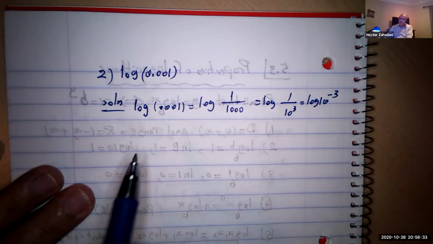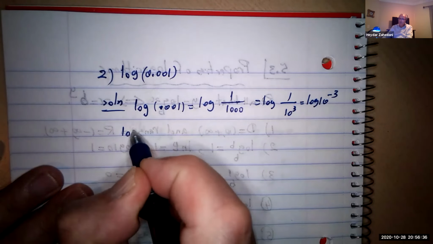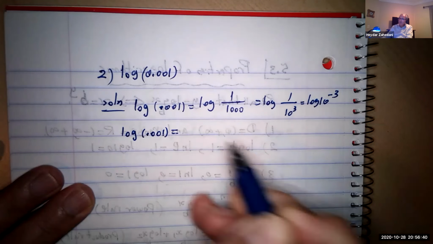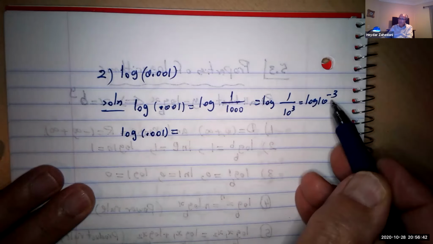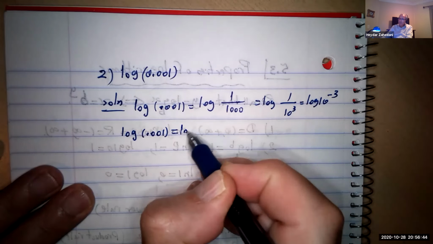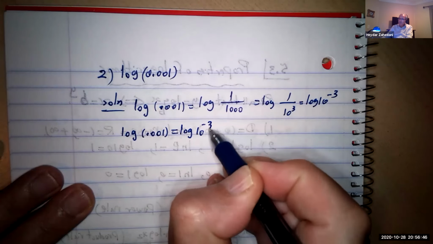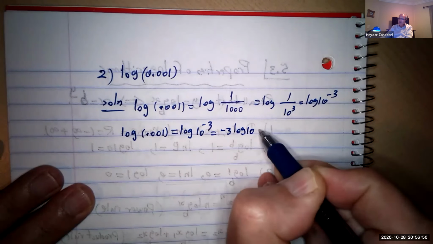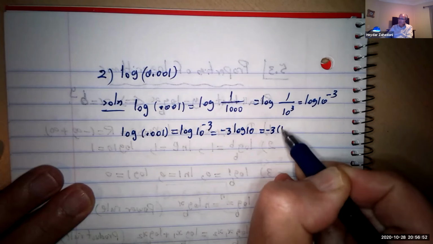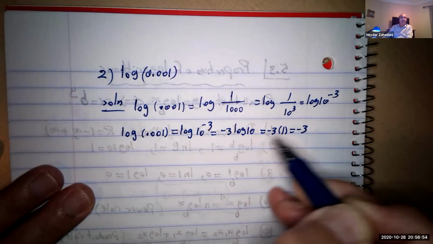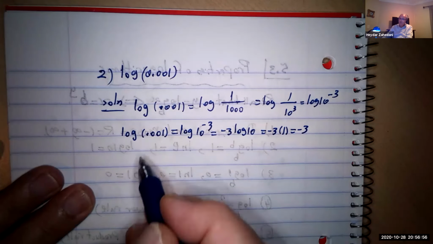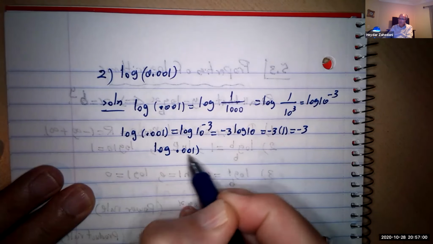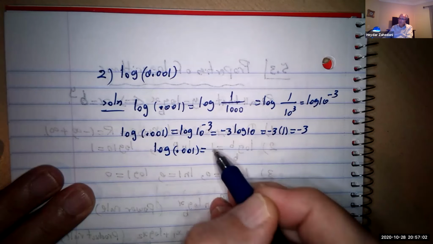Okay, so you see the base would guide you through. I just repeated, log of 10 to the negative 3, bring the power down, negative 3 log of 10, but log of 10 is 1. So that gives you negative 3. Okay, so without any calculator, log of 0.001 is equal to negative 3.